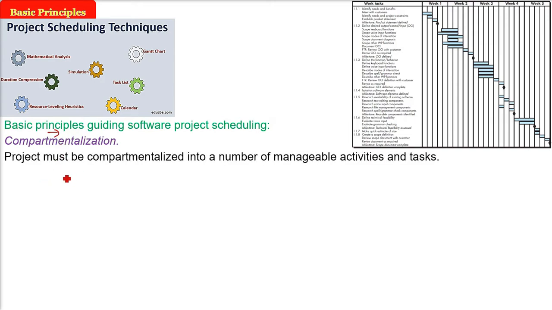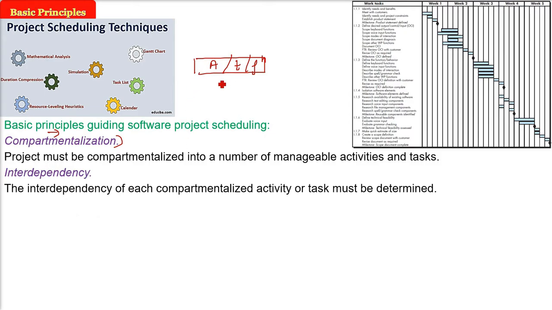That is, the project must be compartmentalized or divided, in the way of divide and conquer, into a number of manageable activities and tasks. For example, a framework activity or the process, under this you will have activities, under this you will have tasks, under this you will have functions.